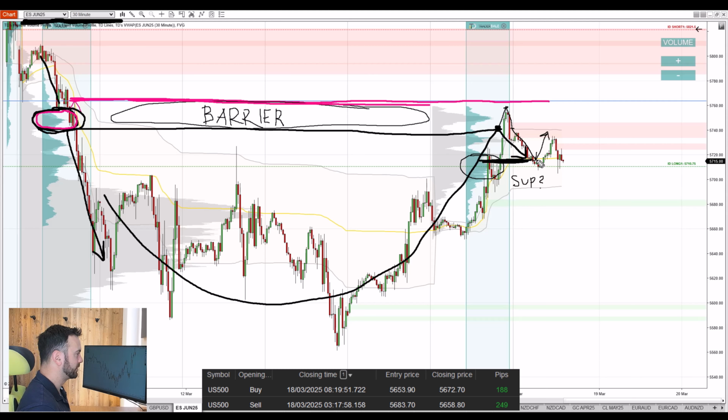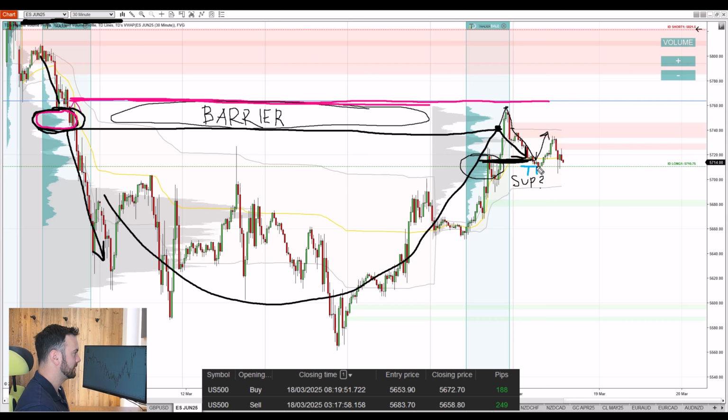As you can see, it was also at the VWAP line. A VWAP, by the way, is a very good place for a take profit as well. This is the weekly VWAP and it aligned with that heavy volume zone. So this is where I took the take profit.